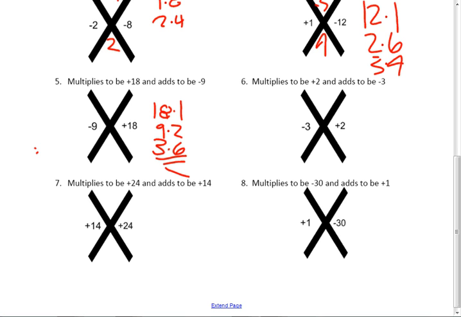Okay, and I want it to be a negative 9. So they're both going to be negatives. So it's a negative 3 and a negative 6. Right. Yes. Okay, there's only one way to get 2.